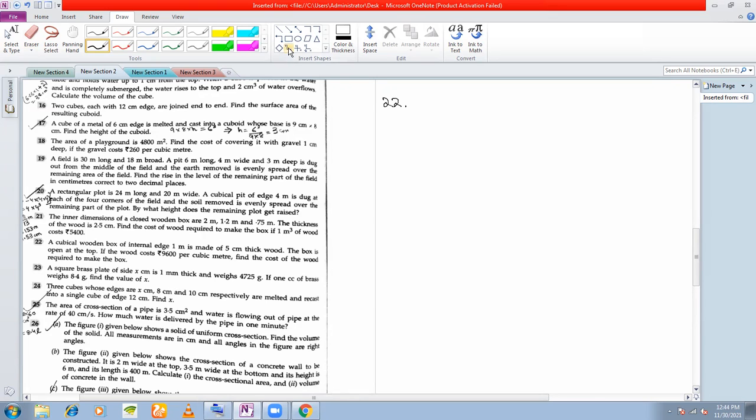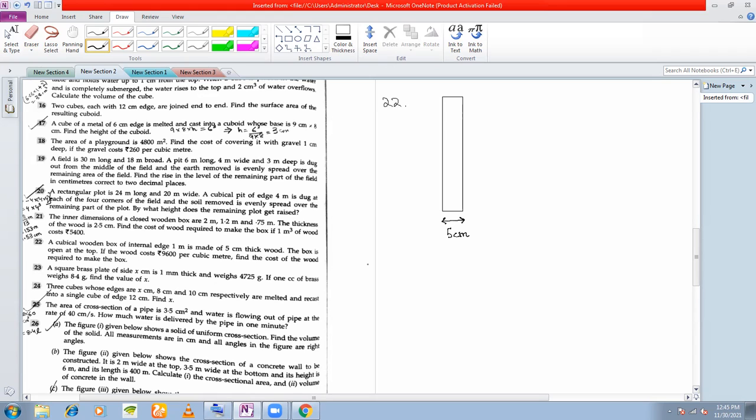Now see, you have this kind of wood that is used to make the box, right? It has a certain thickness, isn't it? What is the thickness given here? 5 centimeters, right? So out of this thick wood, we are making a cubical box, right?